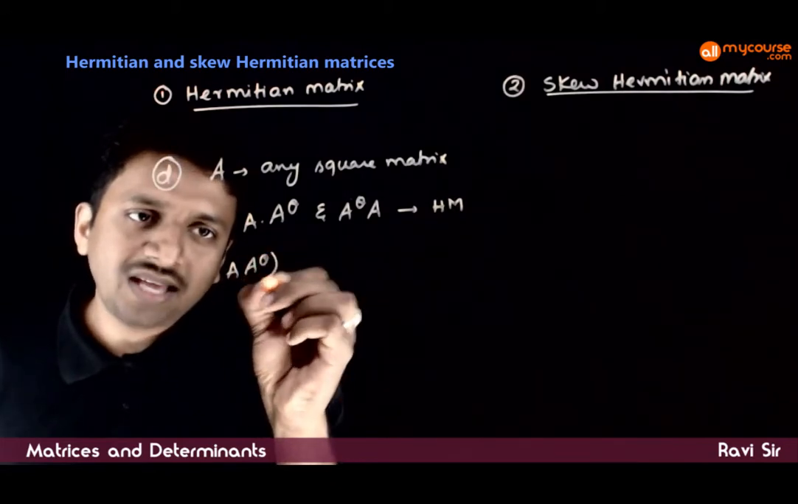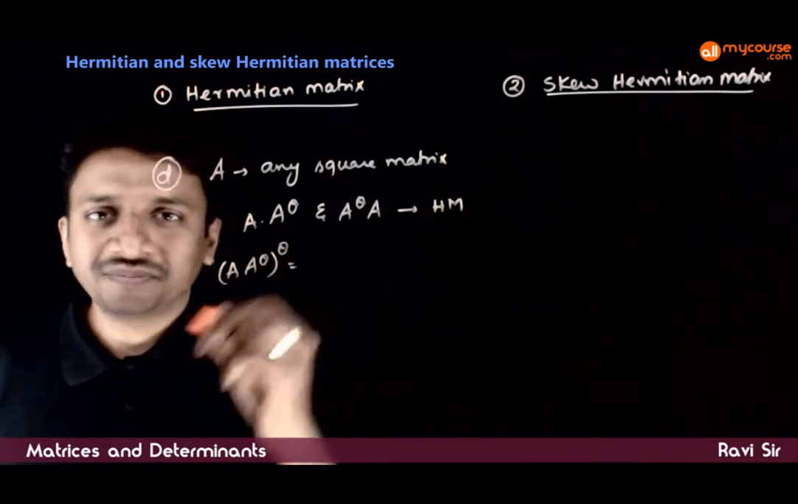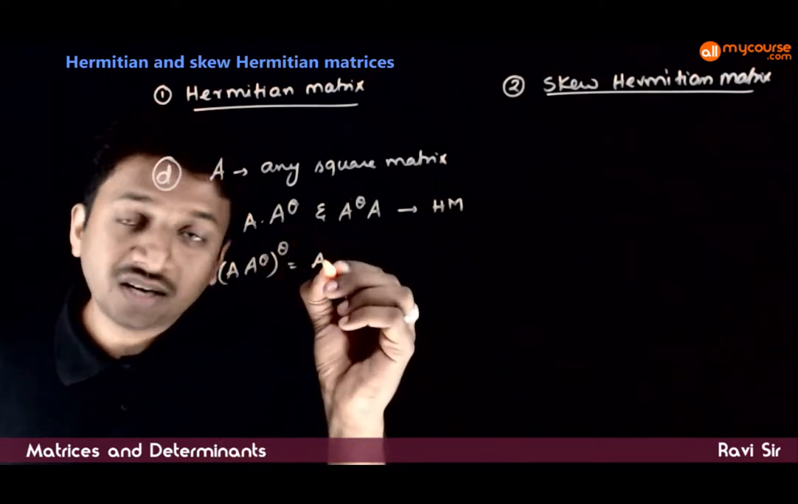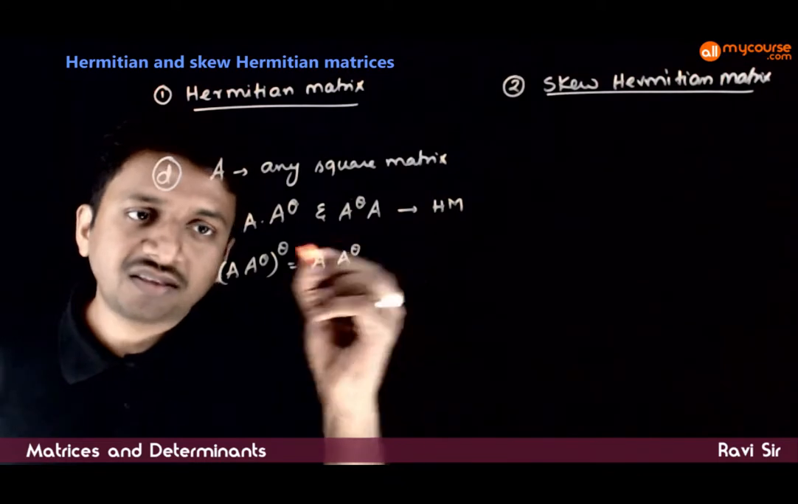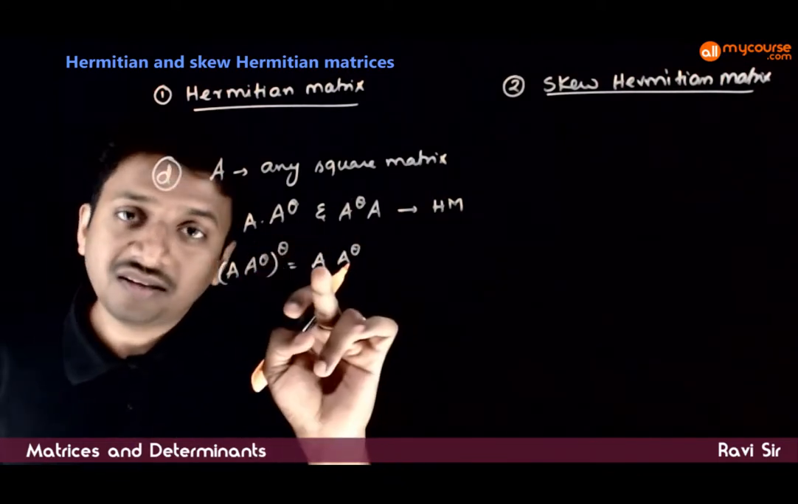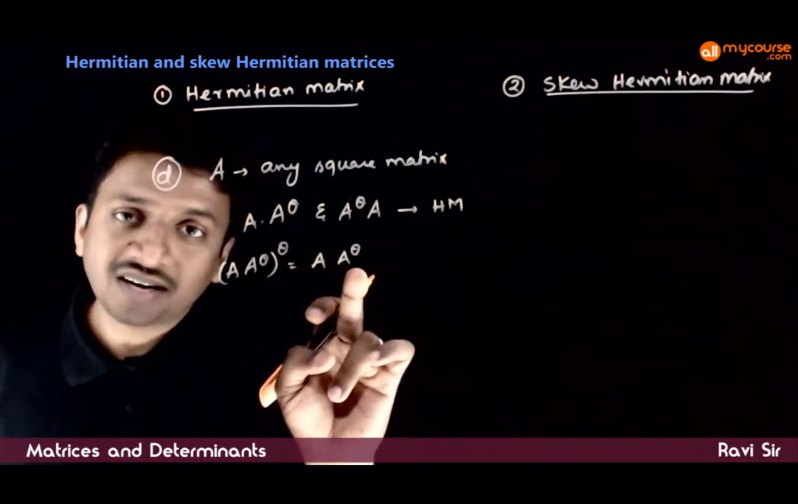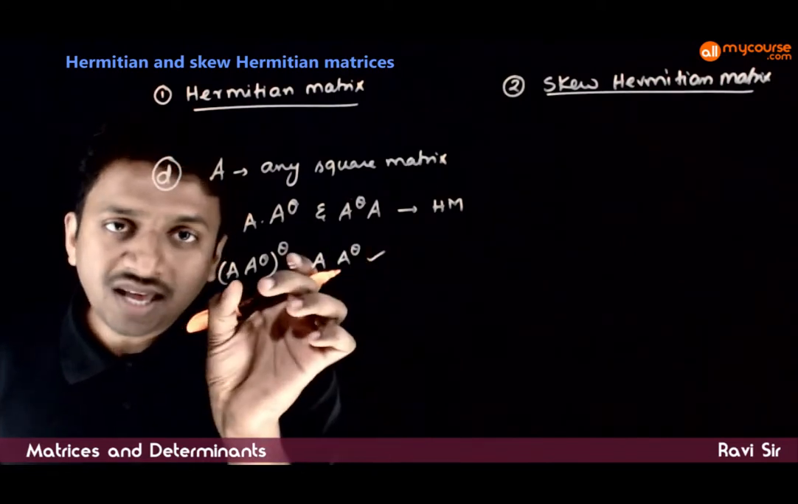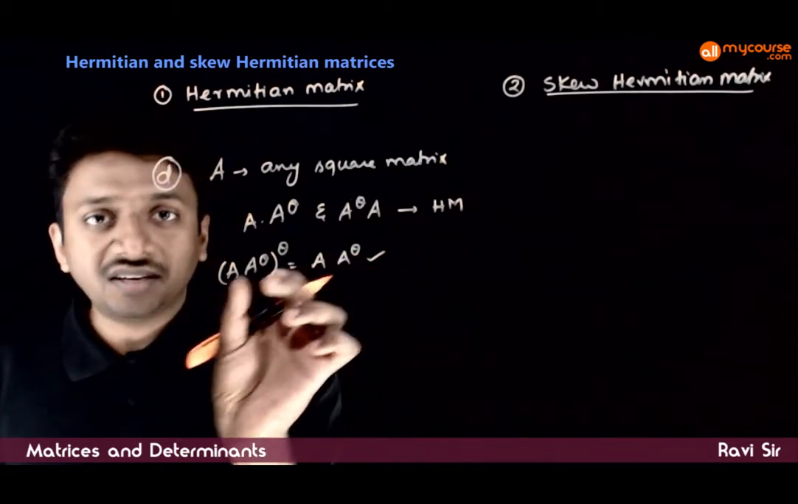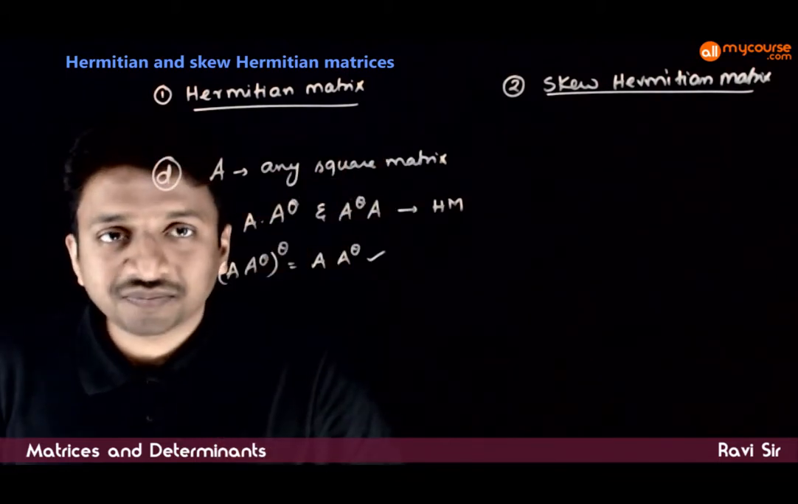This can be very easily understood. What is (A A theta) whole theta? By reversal law, this becomes (A theta) whole theta times A theta, and (A theta) whole theta is A. So (A A theta) whole theta is A A theta. Hence A A theta is a Hermitian matrix.